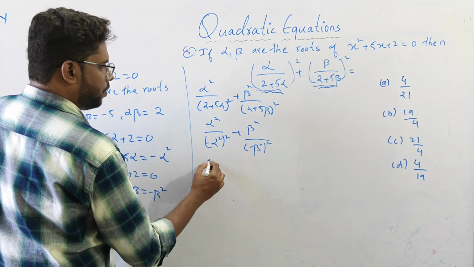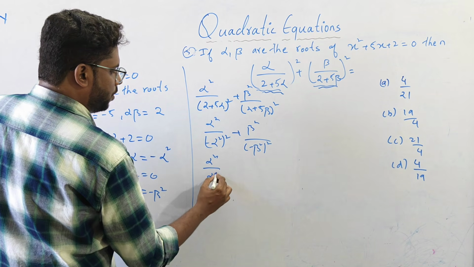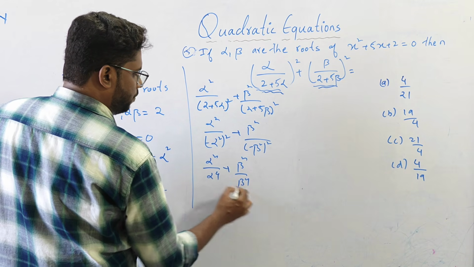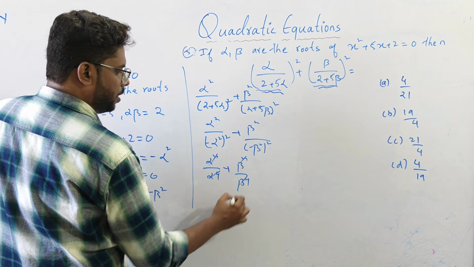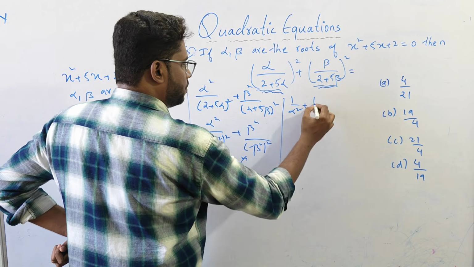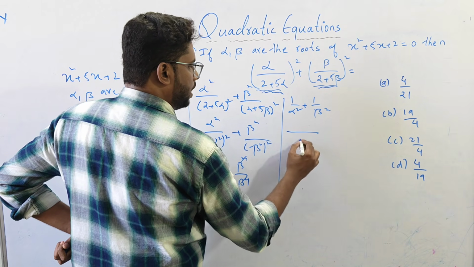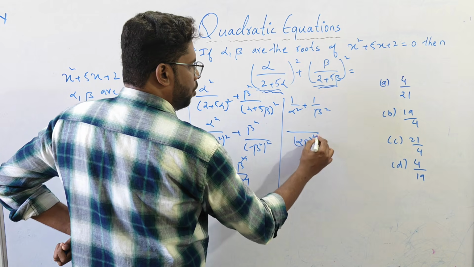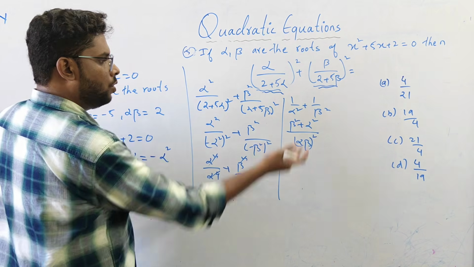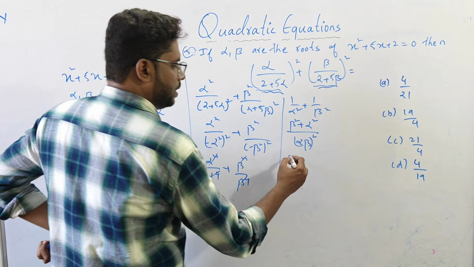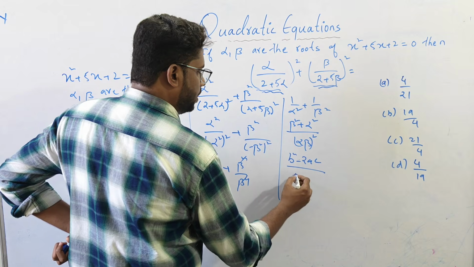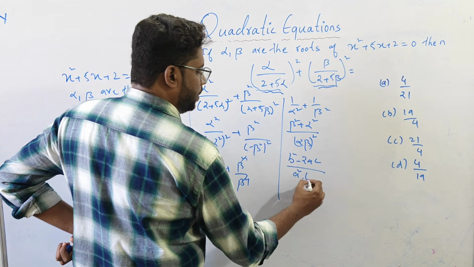This is nothing but alpha square by alpha power 4 plus beta square by beta power 4. This alpha square gets cancelled, this beta square gets cancelled. So what is left? 1 by alpha square plus 1 by beta square. Take the LCM as alpha beta whole square, cross multiply, you get beta square plus alpha square. Already we know alpha square plus beta square is b square minus 2ac by a square, divided by alpha beta whole square.